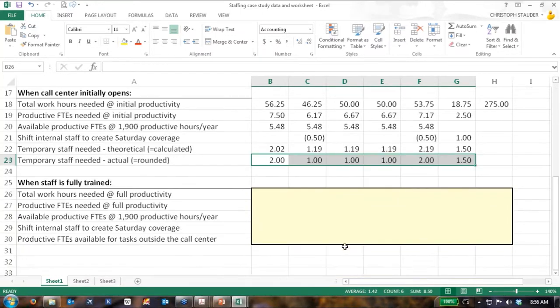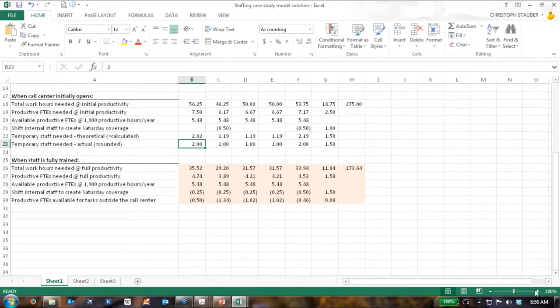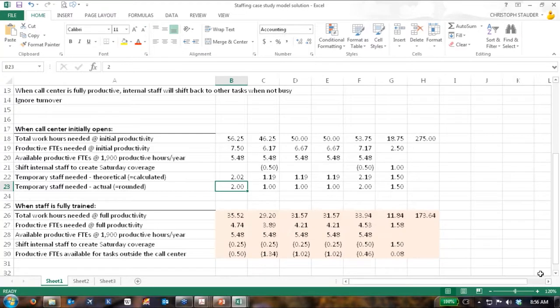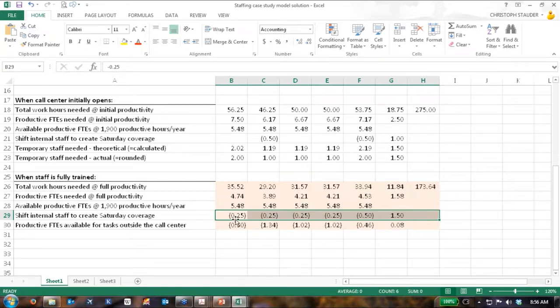And then as the center is fully staffed, what does the picture look like then? I'm just going to fast forward here to the solution and show you what it is. Basically, under this scenario, you can eliminate the temporary staff, and then you just do a little bit of shifting around of staff, which is what you're doing here. You're having people work a little less on Monday, Tuesday, Wednesday, Thursday, Friday, in order to create the capacity that you need on Saturdays, which is 1.5 FTEs. And then you can see, is there going to be time left over to do other things or not.